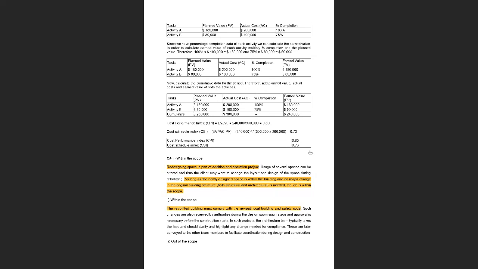Is it more than one, less than one? So clearly we can see that it is less than one. So is the project doing good in terms of schedule and cost? Right, so it is doing bad. Because the index is less than one, it is doing bad in terms of schedule and in terms of cost. Or in other words, you can be a bit fancier and say that the project is behind schedule and also over budget.